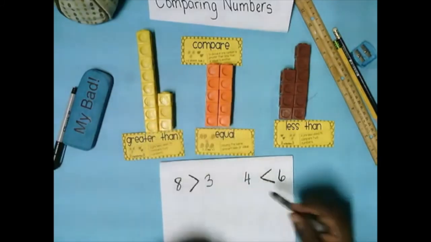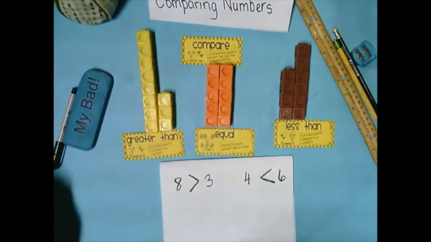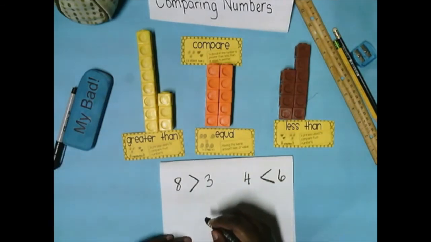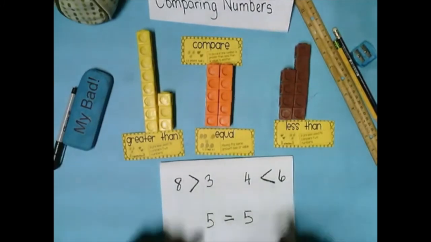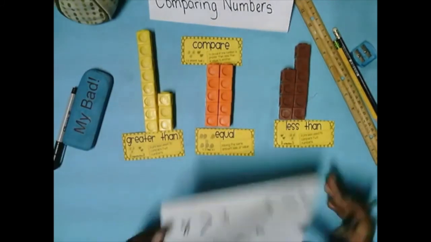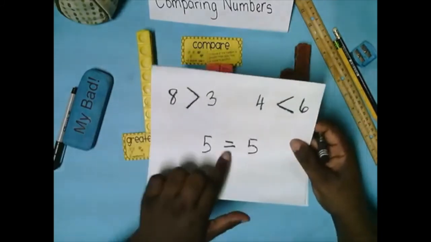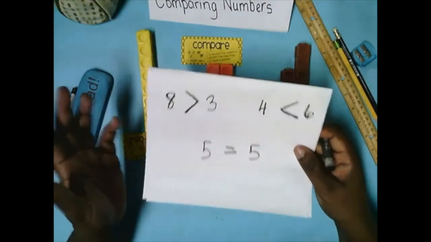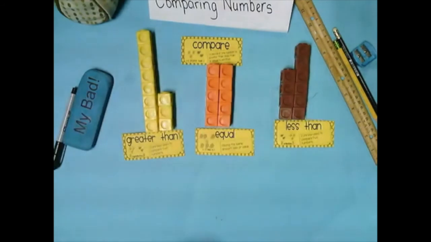Now what about here? Well, we know equal because we remember equal from addition. Yes, so we use equal also in comparing numbers. We have 5 is equal to 5. All that means is that 5 is the same as 5. They're equal. They have the same value.